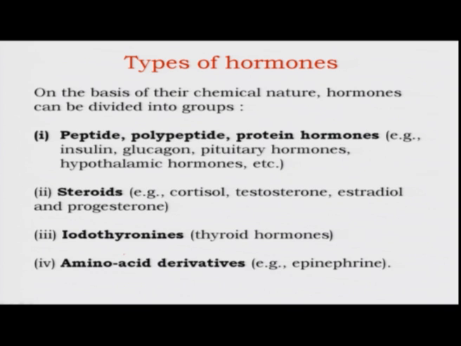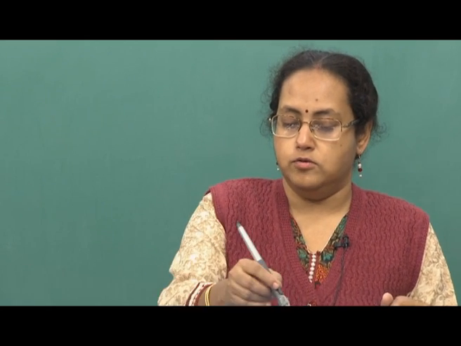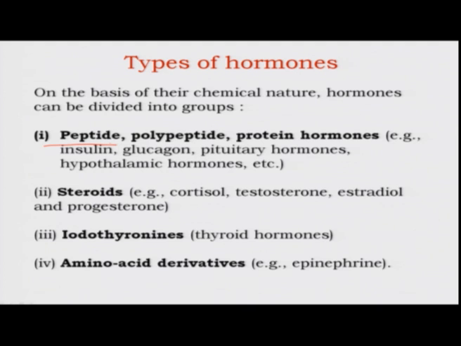So, first we will talk about certain general characteristics of hormones and how they function. The types of hormones that are there can be classified into a few different groups based on what kind of chemical composition these hormones are made up of. So, they can be divided into one class which is composed of peptides or polypeptides or longer chains, which are made up of many amino acids and are called proteins. And the examples of these are insulin, which is produced from the pancreas, and glucagon, also produced from the pancreas, many of the pituitary hormones, and also the hypothalamic hormones.